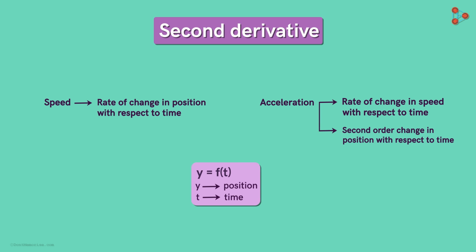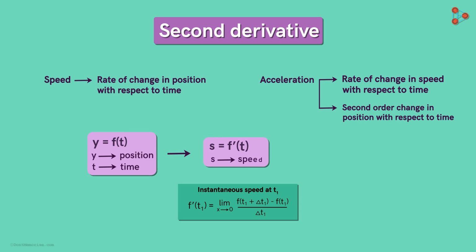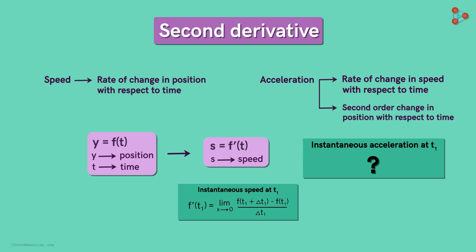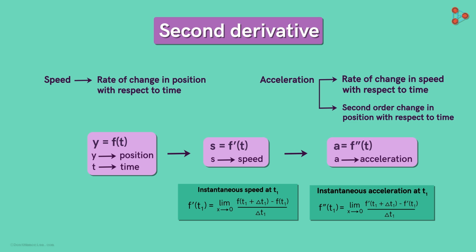We have seen previously that the instantaneous speed of the object at a time t1 will be equal to the derivative of this function at t1. So the derivative of this position function will give us a new function. This function will tell us the speed of the object at a time t. Now, can you tell me how we can find the instantaneous acceleration at time t1? It will be given by the derivative of the speed function at t1, right? This means the acceleration function will be given by the second derivative of the position function.